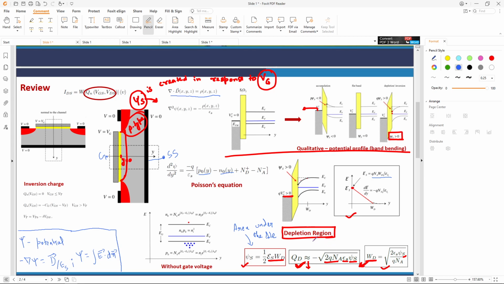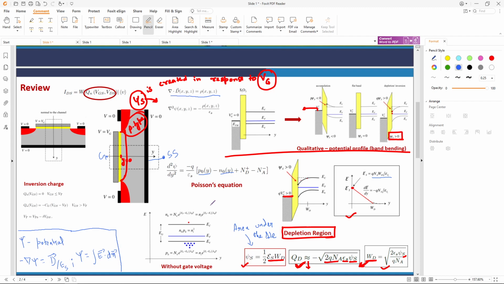So how do we find the depletion layer charge? That is QD. Which formula? Like QD equal to minus under root 2 QNA ES psi S. So how do we arrive at this formula is what I'm asking. I told you how to derive the depletion layer capacitance. So how do we arrive at the depletion charge formula?